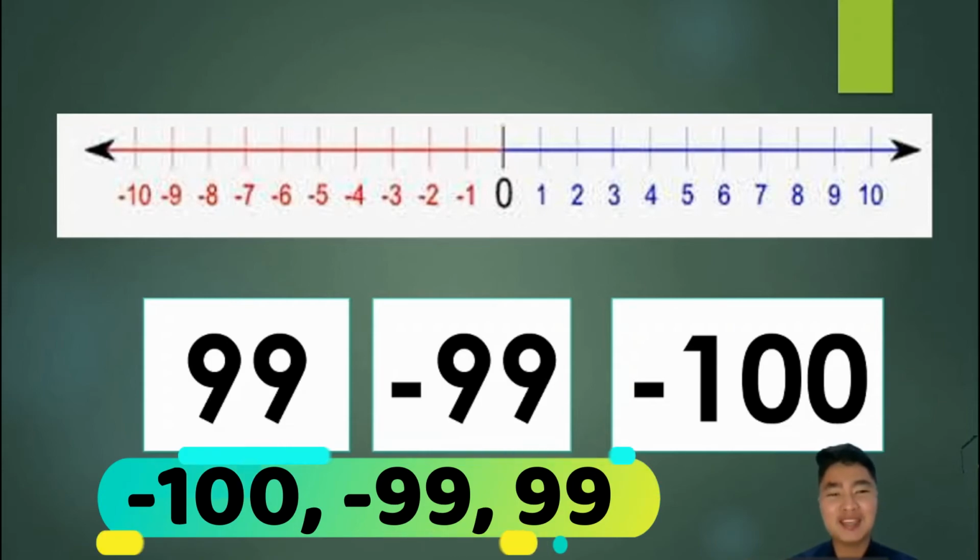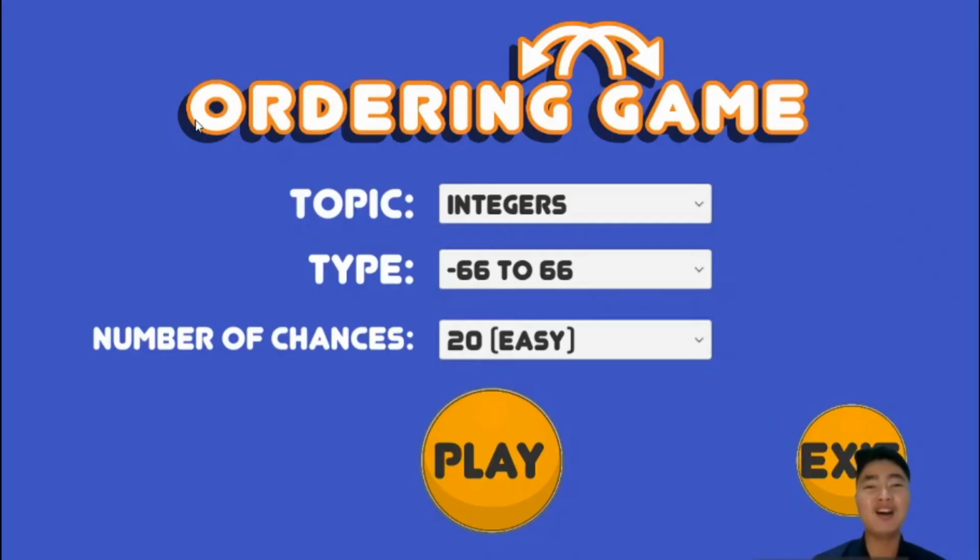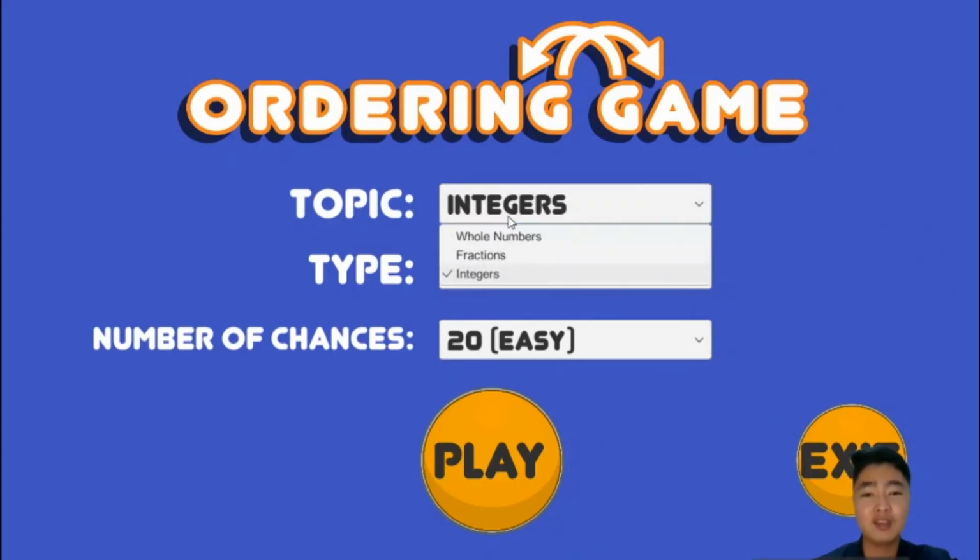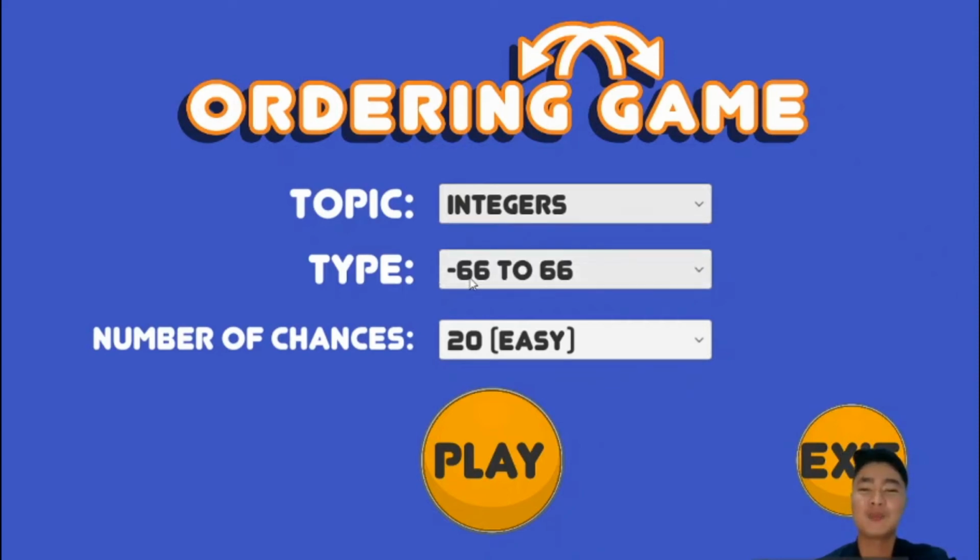We still have to play a game, and we call this game ordering game. So in this game, as we open it, we can see that we have to select some categories here. For the first part, we have to select a topic. We have three choices. We have whole numbers, fractions, and integers. But right now, since we are discussing integers, I'll go ahead and select integers.